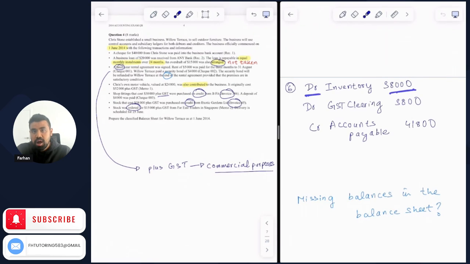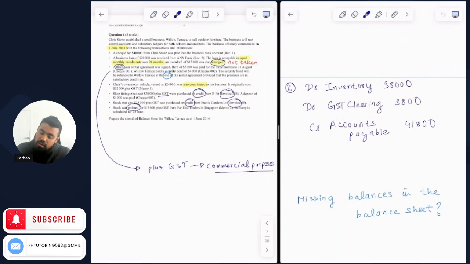Again, we are going to pay GST, and every time we pay GST, it reduces our obligation with the ATO. When our obligation goes down, our liability goes down, so we debit it. That is why we would debit GST clearing by $3,800. Then the total amount we would owe goes to accounts payable. I'm not writing other payables in this case, because accounts payable here refers to credit suppliers of the business.